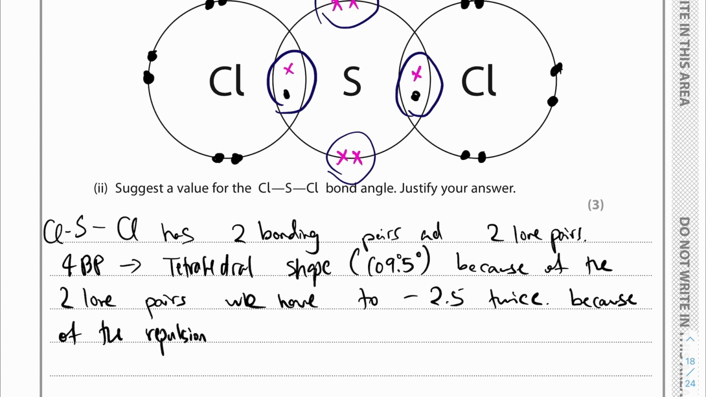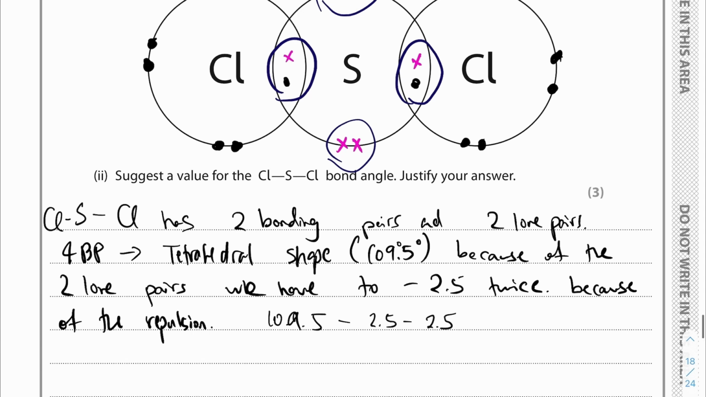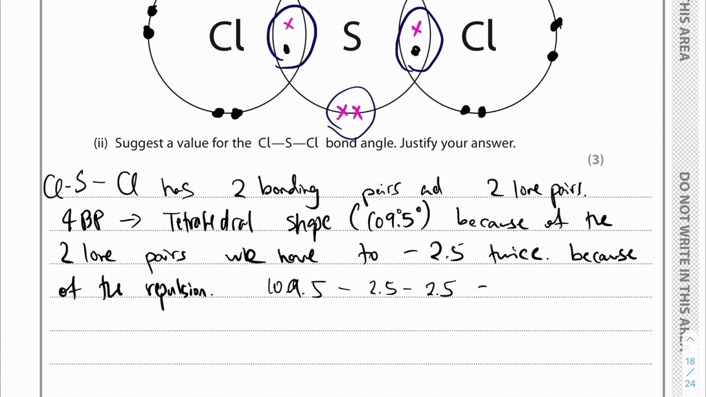So in this case, the repulsion will be minus 2.5 twice. So 109.5 take away 2.5, twice. This should give us what? So it's minus 5. So that's what? 104.5, and that is the answer. There's a range of answers, ranging from 103 to 105, but this is what you want to get. This is the logical way of thinking about it. Okay, so saying that it has 2 bonding pairs and lone pairs, and then explaining why there's repulsion gives us 3 marks.